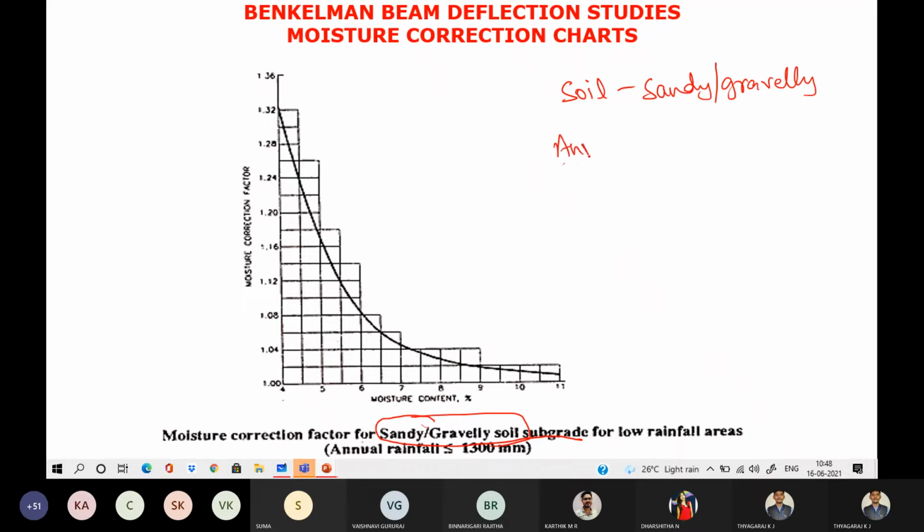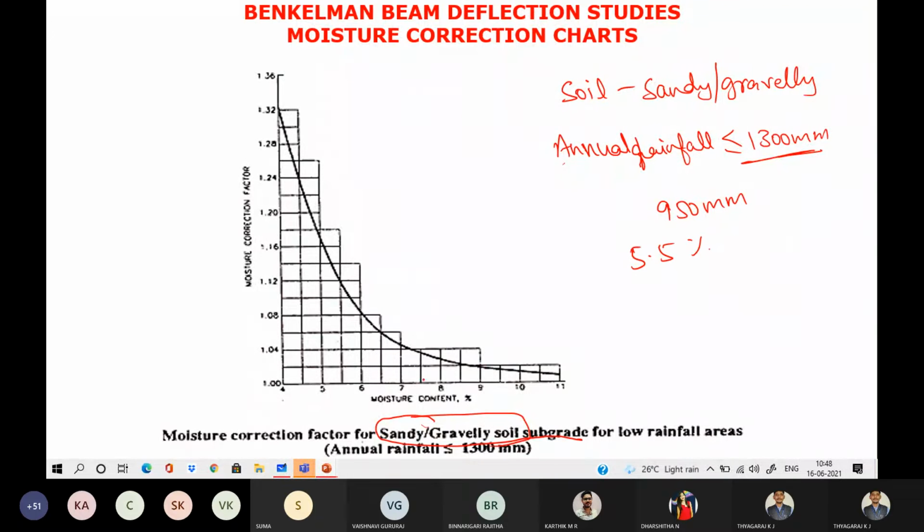What is the rainfall for this graph? Annual rainfall less than or equal to 1300 mm. Yes or no? What is our rainfall in the problem? 950 mm, which is less than 1300, right? Yes, sir. Now our moisture content is 5.5%.